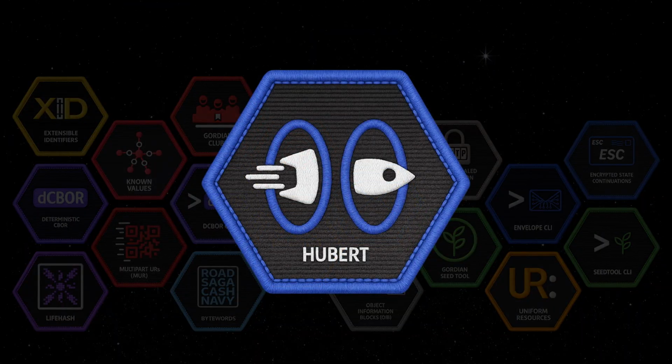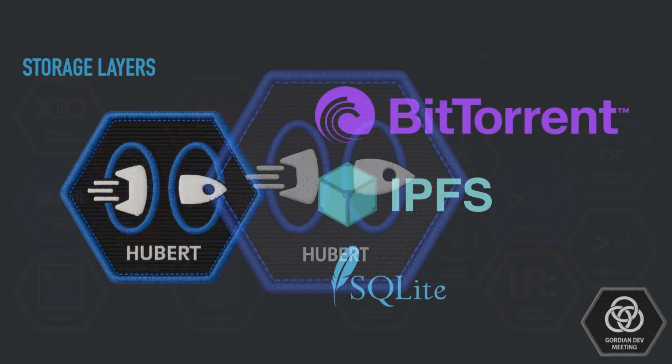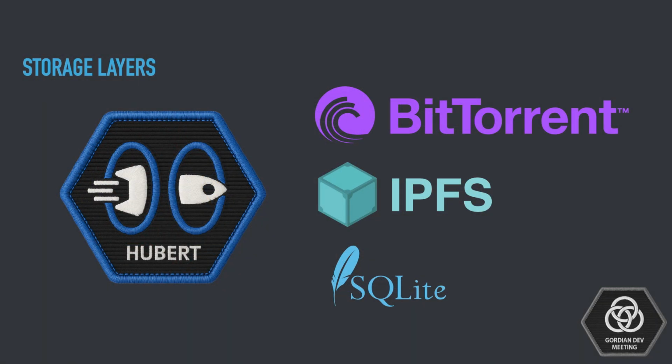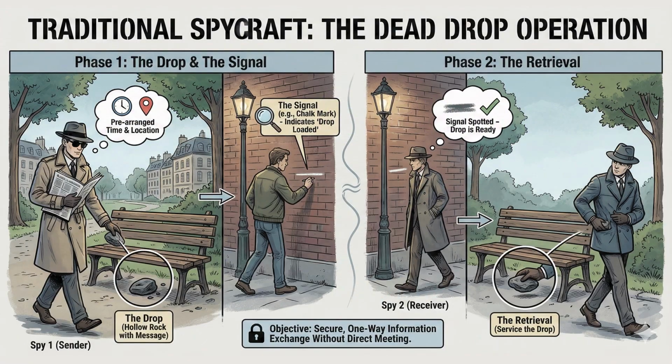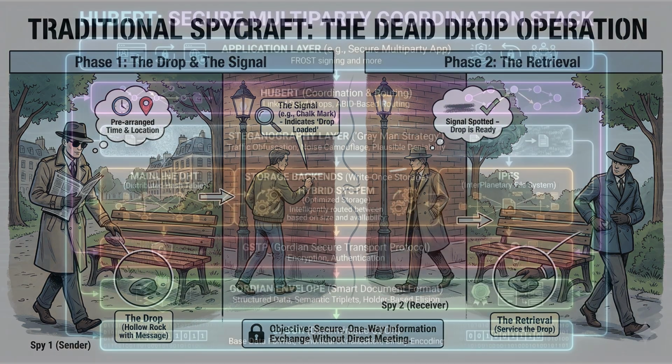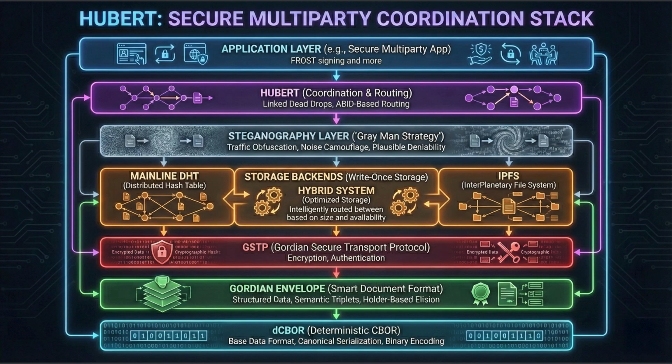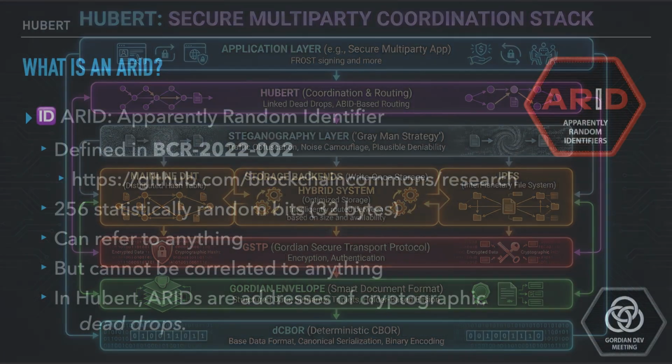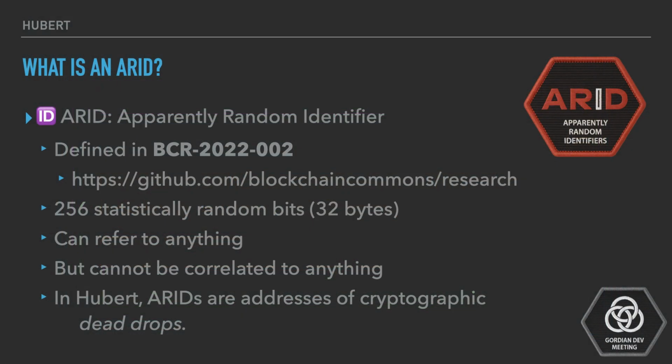Hubert is a dead drop protocol. It turns distributed storage networks like the BitTorrent mainline distributed hash table and IPFS, the interplanetary file system, into a mesh of sealed rendezvous points for asynchronous, anonymous communication. Messages go to storage backends. BitTorrent mainline DHT for small messages under a kilobyte, IPFS for larger payloads up to 10 megabytes at locations derived from ARIDs, apparently random identifiers. Only the holder of an ARID can retrieve its message.